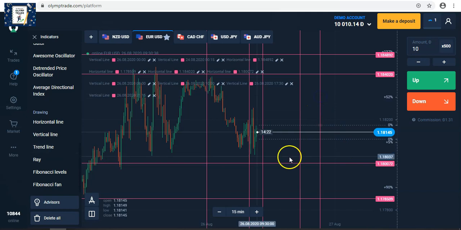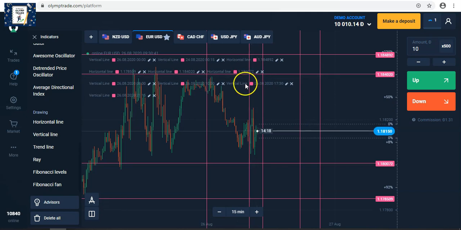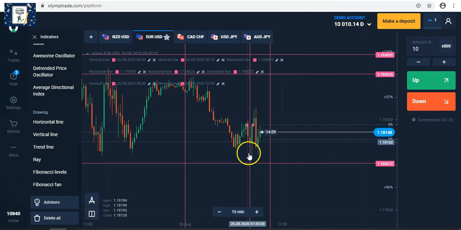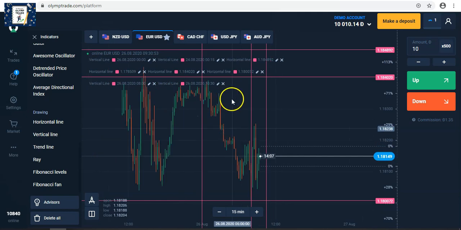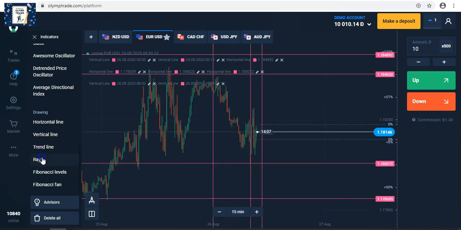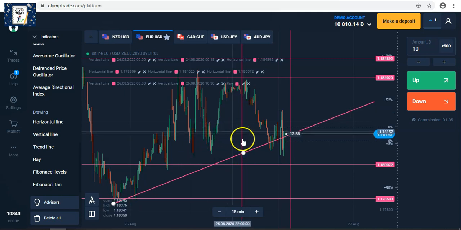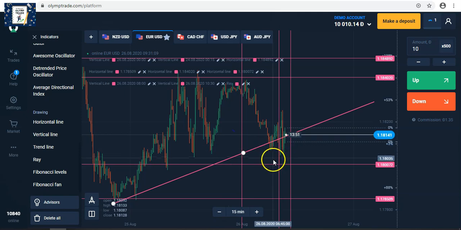So let's just take it off so the chart is not too cluttered. I'm going to delete these vertical lines, and let's just stick to what we have here. So let's say your strategy with all your, for example, trend lines told you that you're now in an uptrend and you're looking to buy to go up.